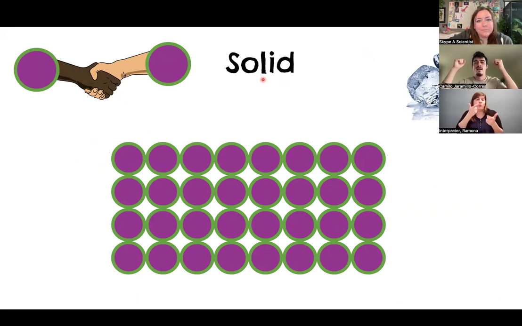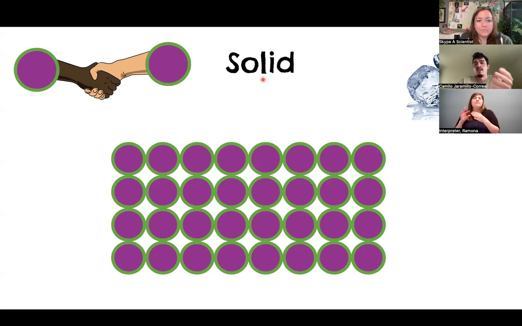Imagine your hands are like the particles from the ice. In the solid state, the hands are held together this way, so it's like a very strong connection between the particles. You can move them a little bit around, but it's very hard to move them and separate them. So the particles are held together with strength.